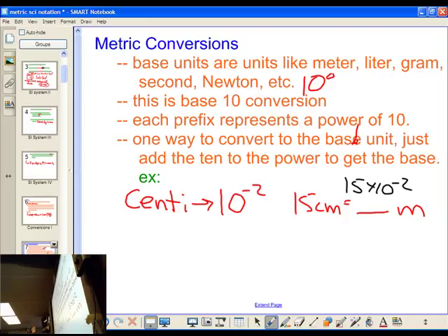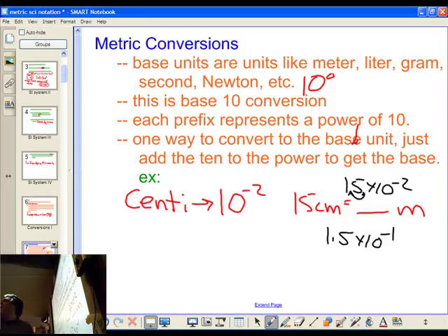However, is that proper scientific notation? No, it's not. But I want to ask you something. If you plug 15 times 10 to the minus 2 into your calculator, would it work? Yeah, it would. So when we're doing calculations, a lot of times if you just plug in these conversions, your calculator is going to put it back into proper scientific notation. However, to do proper scientific notation, remember we would have to take our decimal and move it one time that way. And it's 1.5 times 10 to the minus first.